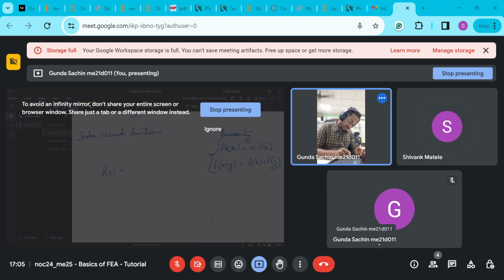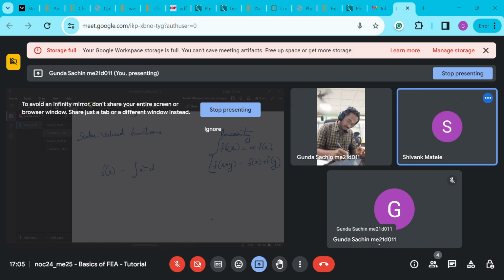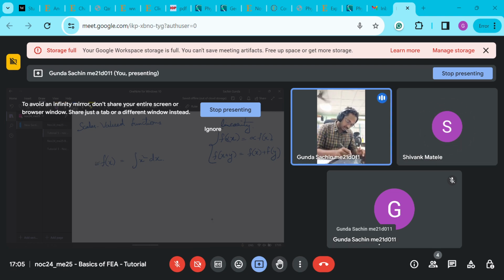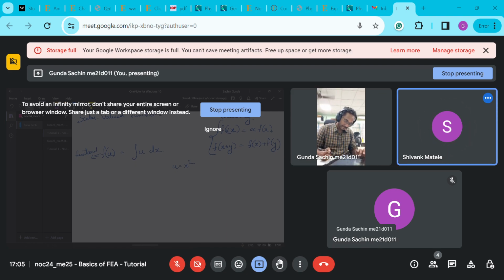But if something integral type comes, like, please write one thing. Yeah, let's say f of x is integral x square dx. In this, what is the function? If f of x is a functional, right? It's a function only, because x is, maybe you can think, let's say here u, and you say u is equal to x square, and f is a function of u, then it is called a functional.